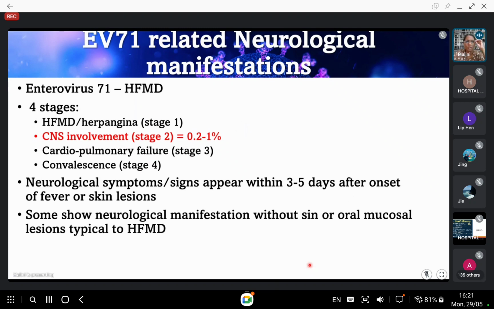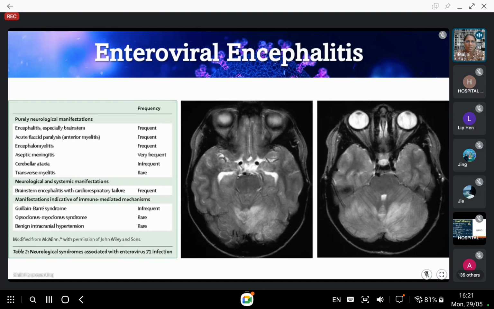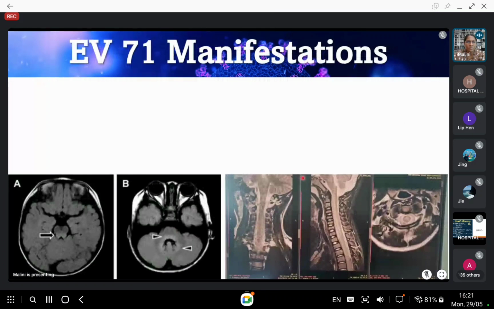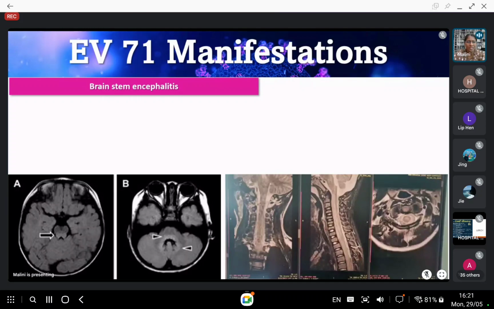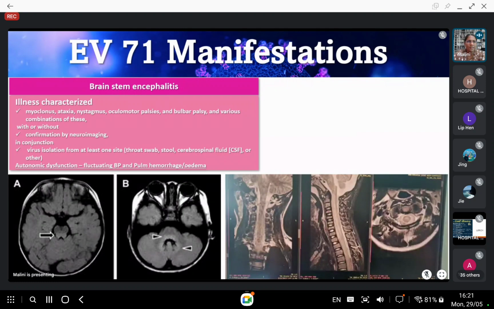Sometimes the neurological manifestations are seen without the skin manifestation or oral mucosa manifestation. So there are many presentations, and I will just touch on 3 common ones. Brainstem encephalitis, which is the most devastating and with high mortality, is characterized by myoclonus, ataxia, nystagmus, bulbar palsy, with or without confirmation of neuroimaging and a virus isolation.